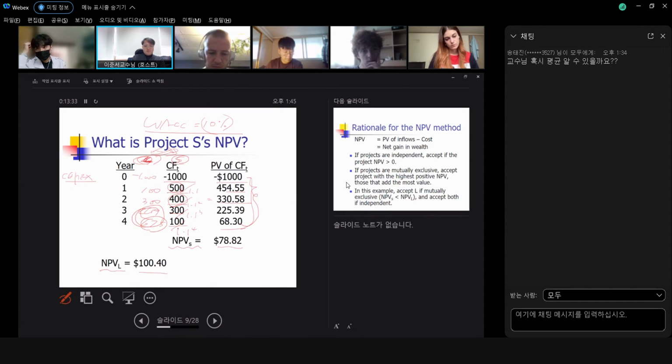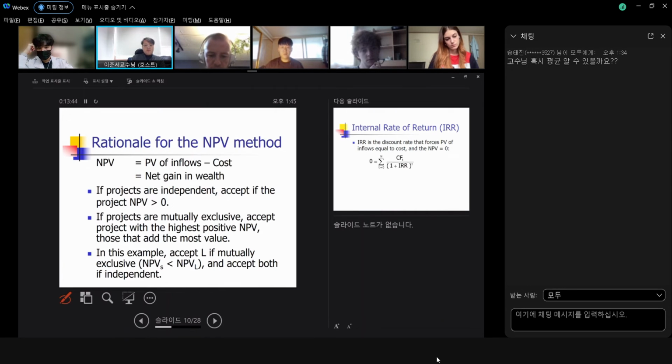Anyway, the net present value for project S is $78.82. Net present value for project L is $100.4. Then which project should be accepted? It depends on whether the projects are independent or mutually exclusive. Basically, net present value is the present value of all inflows minus cost. It's the net gain in wealth. So if projects are independent, accept a project if its net present value is higher than 0.